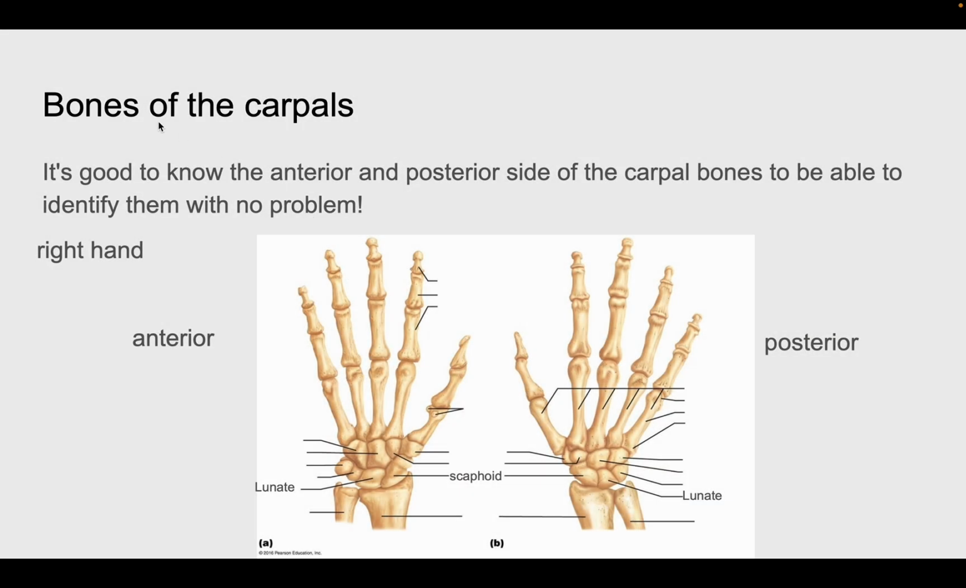Now the bones of the carpals. It is good to know the anterior and posterior side of the carpal bones to be able to identify them with no problem, that being if it's the right or the left hand. I always like to remember that the scaphoid bone is going more towards your thumb and the lunate bone is behind it.